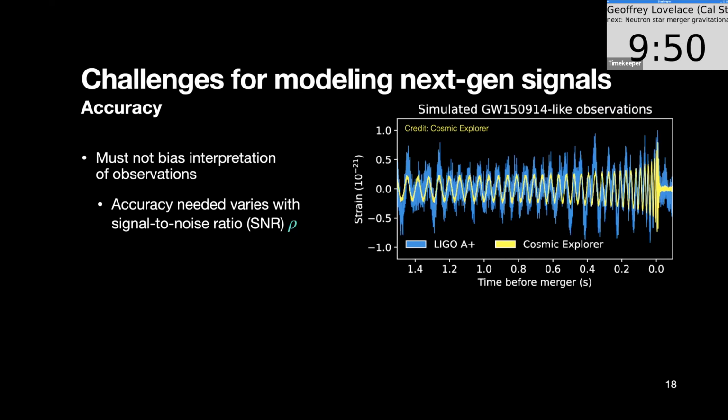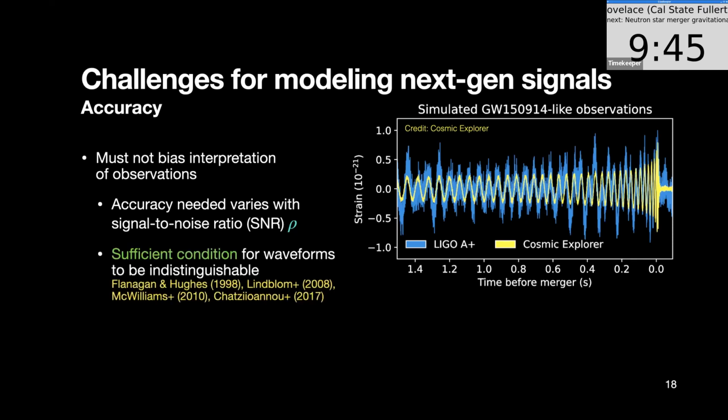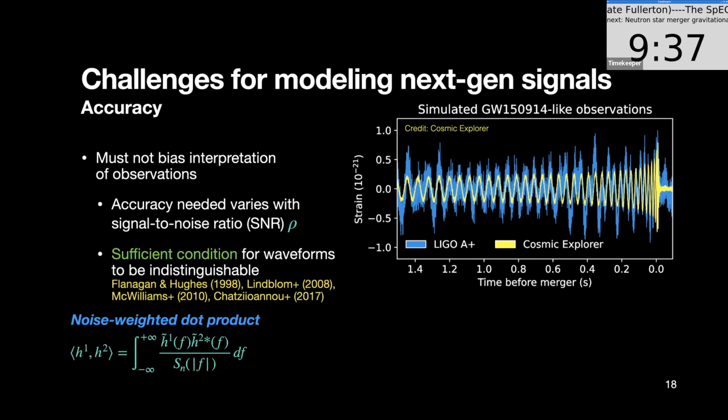Now, how accurate your waveforms need to be depends on the mass and on rho, which is the signal to noise ratio. How accurate they need to be is an open question, but there's a sufficient condition. It might be a little too strict or a lot too strict, but this is a way that people estimate it. It is basically a dot product that's inversely weighted by the noise in your detector, this S here. The H's are the strain from the gravitational wave, and S is the detector noise.